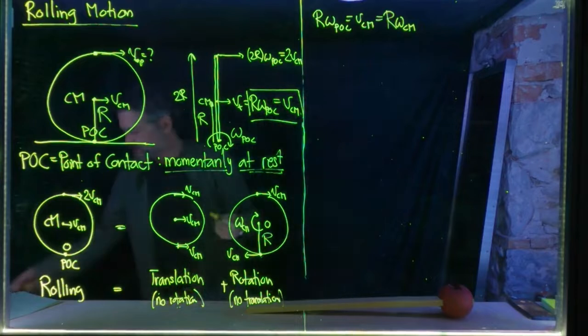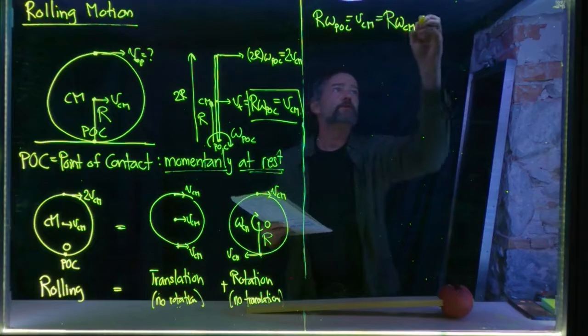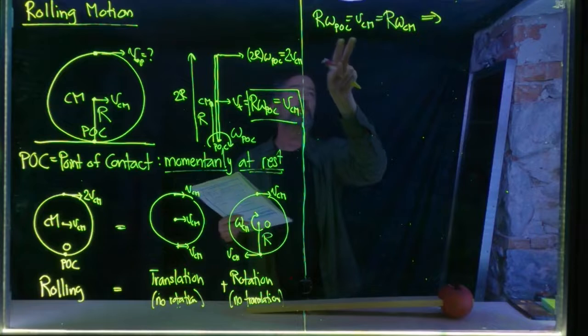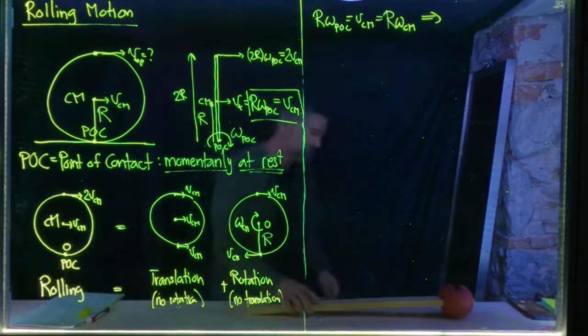Okay, so this is an important result. Very important result. So what it tells you is, well, that means, cancel the r's here, that means omega point of contact is equal to omega cm. So that's an interesting and important result.